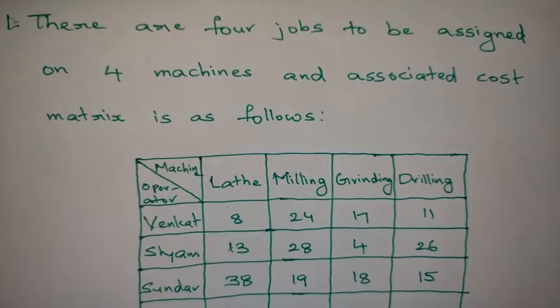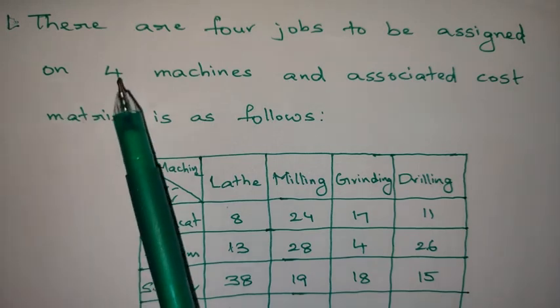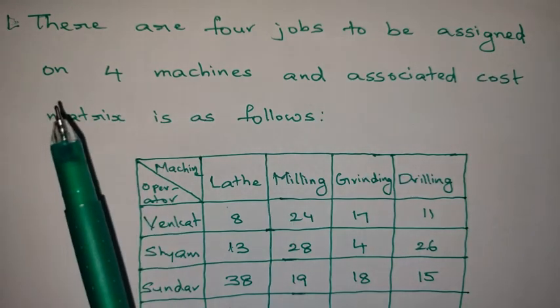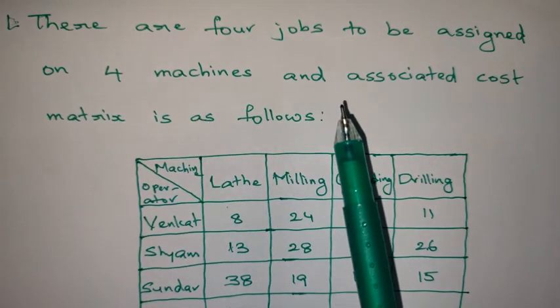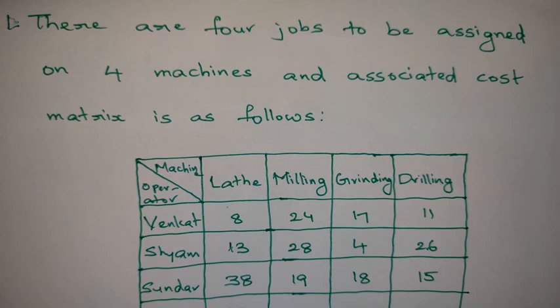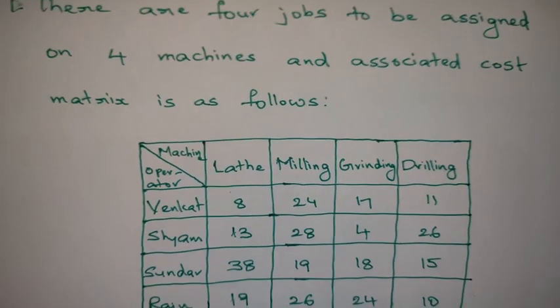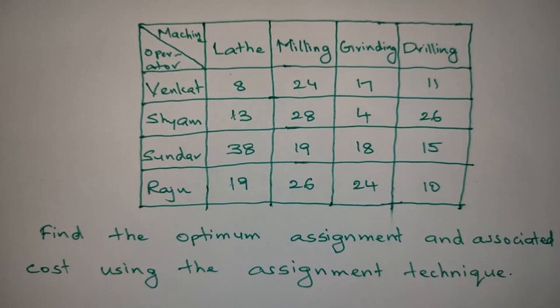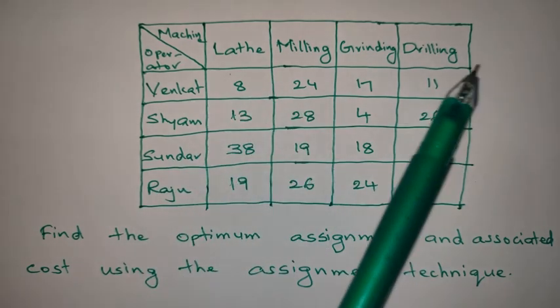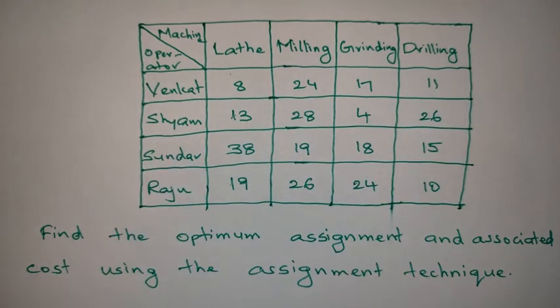This is the problem I have taken. There are 4 jobs to be assigned on 4 machines, and the associated cost matrix is as follows. There are 4 jobs, and they have to be done by 4 persons, and each machine has to be handled by a person. So how to assign them? These are the 4 persons, and these 4 machines have to be handled by these 4 persons.